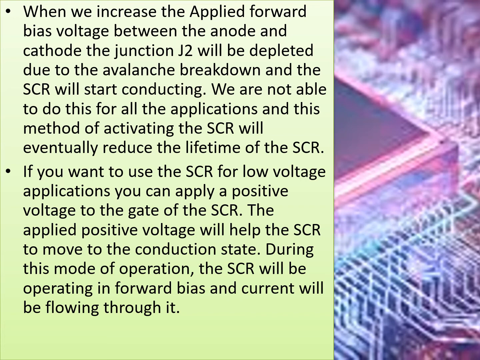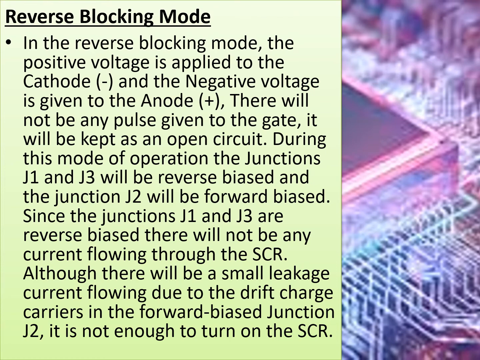Explaining about reverse blocking mode. In the reverse blocking mode, the positive voltage is applied to the cathode and the negative voltage is given to the anode. There will not be any pulse given to the gate. It will be kept as an open circuit.